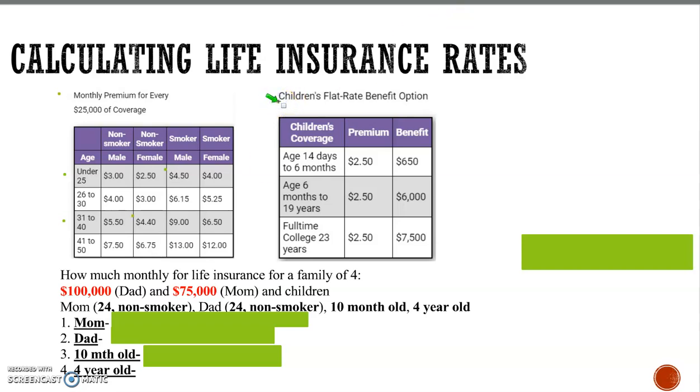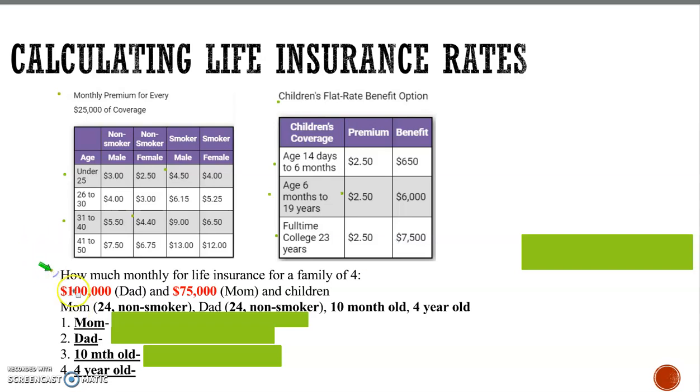And in this table here, it just gives you the children's flat rate benefit option. So if you want to have life insurance on a child, depending on their age, for example, if you have a 10-year-old, it will be $2.50 for $6,000 of coverage, and so on.